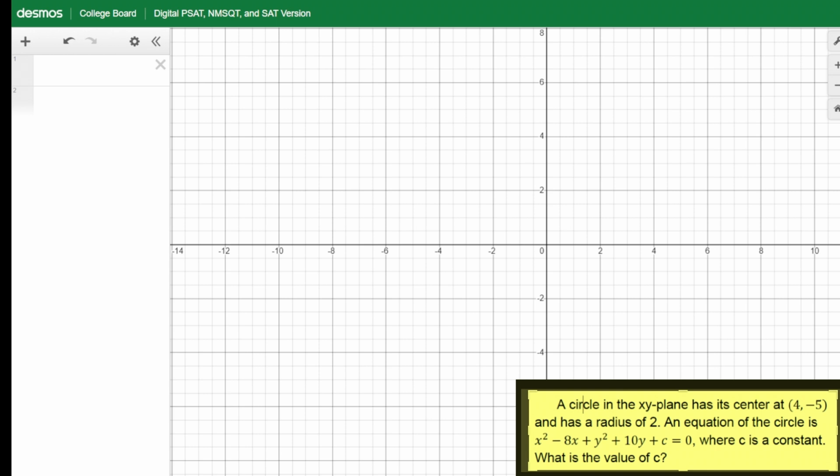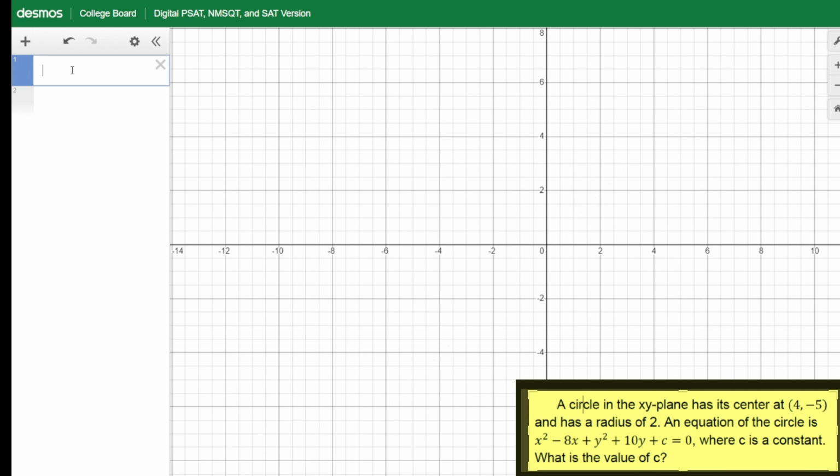Our third problem is from the geometry and trigonometry portion. And here we're given that a circle has a center at 4, -5 and a radius of 2. And another equation is given, where this equation and the equation of the circle with the center and radius given is going to be the same. And we have to find what is the value of c, okay? So the first thing that we should do is put down the equation of the circle with the center 4 comma negative 5 and radius 2.